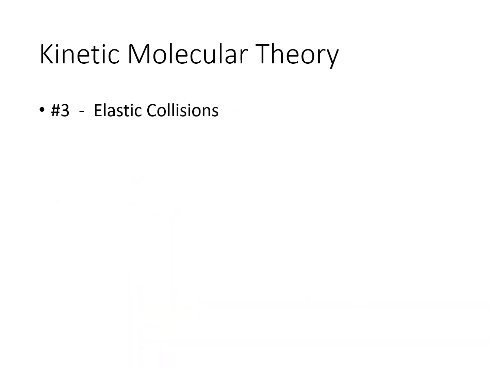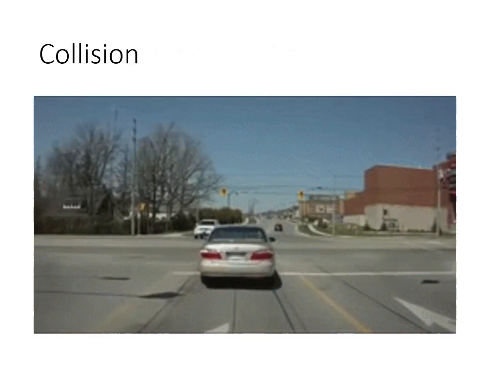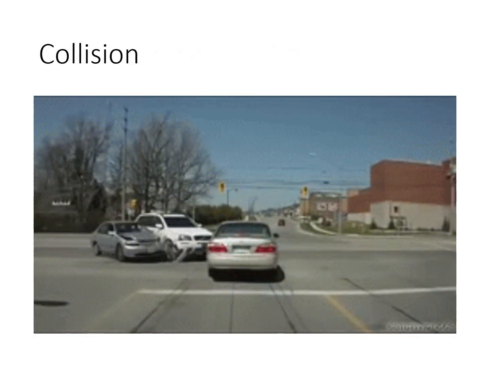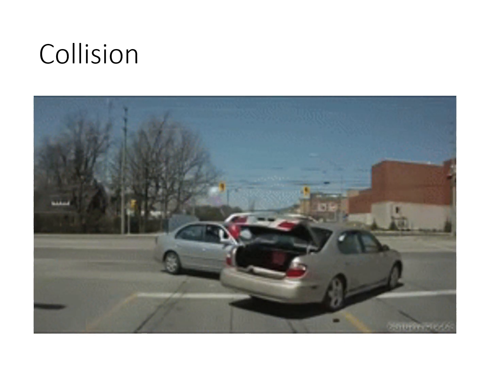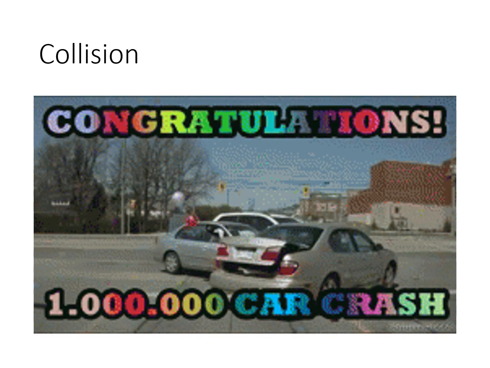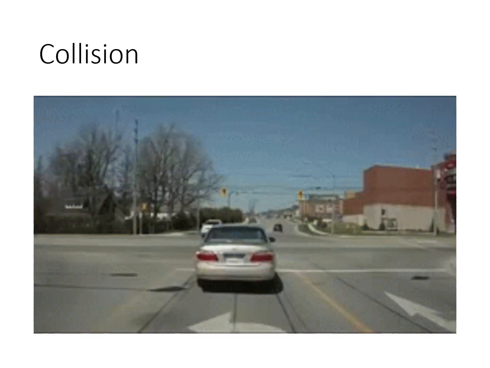Now, the third postulate has to do with something called elastic collision. So what's that? Well, a picture's worth 1,000 words. So let's start by having a look at a collision as most of us understand collisions, which is a car crash. So here's a collision, and what we see are 3 cars in motion, and then there's an impact. And then what happens? Well, all 3 come to a stop.